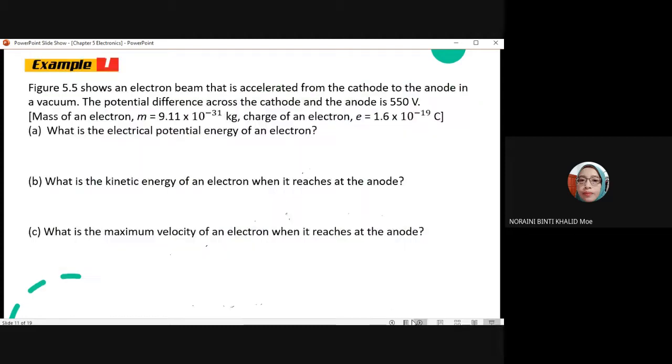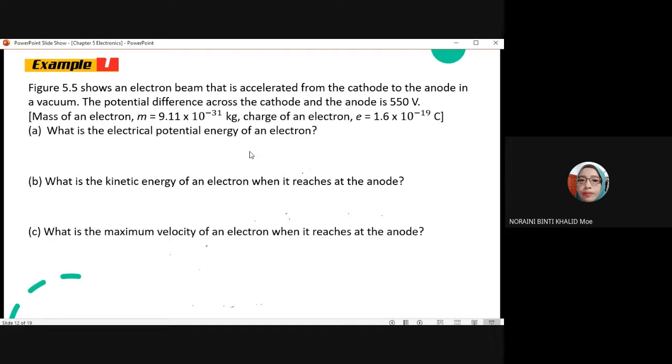Okay, let's look at example 1 here. Figure 5.5 shows an electron beam accelerated from cathode to anode in a vacuum. The potential difference across cathode and anode is 550 volt. The mass of an electron is given. The charge of an electron is also given. What is the electrical potential energy of an electron?